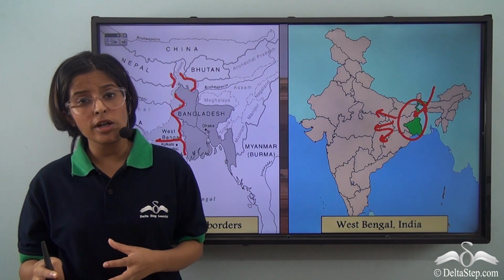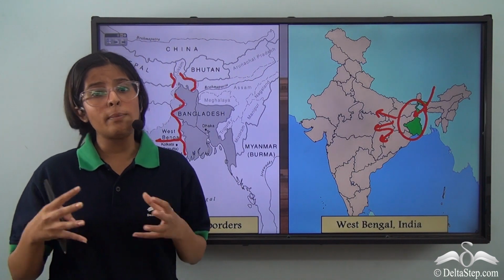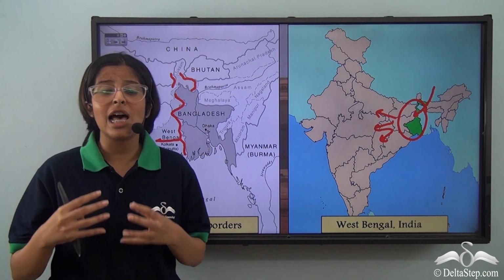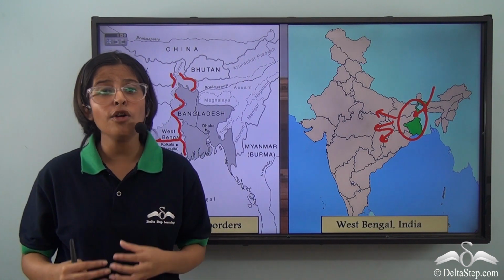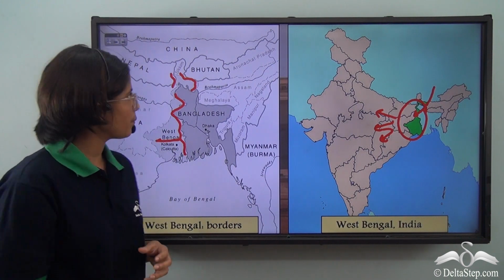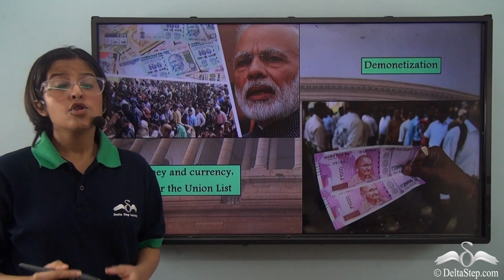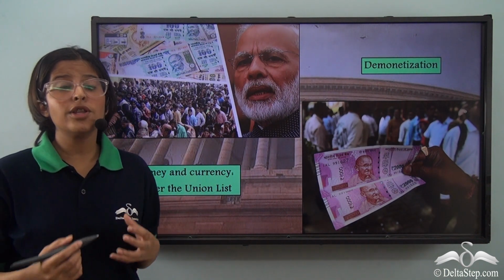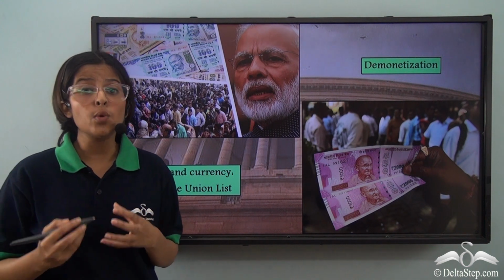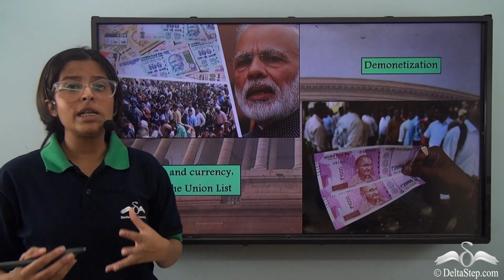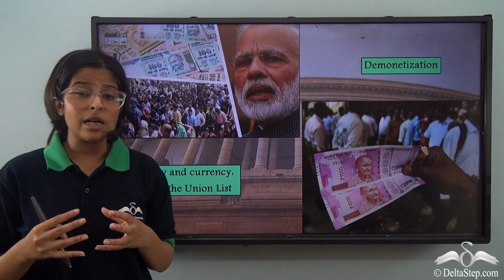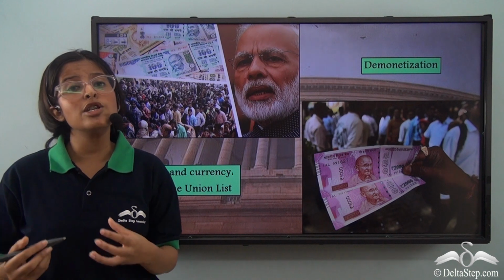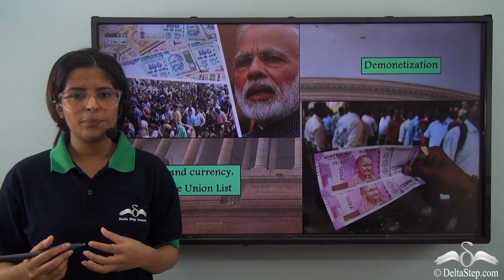Other things like foreign affairs, atomic energy or banking also have their reasons as to why they should be included in the national list, because they are of national importance. Do you know that money and currency is also under the Union List? In 2016, when demonetization happened, the Union government had the power to scrap the old currency and bring out the new notes or the new currency.